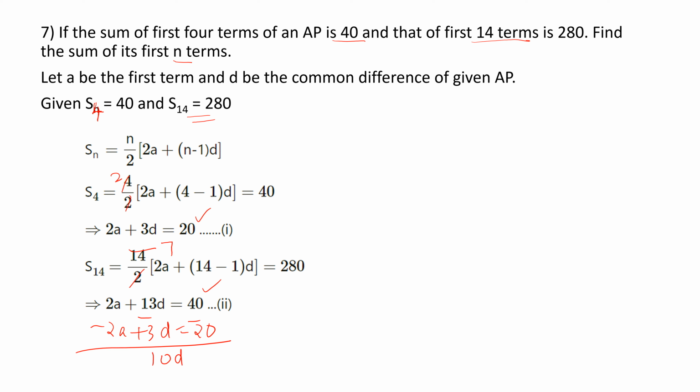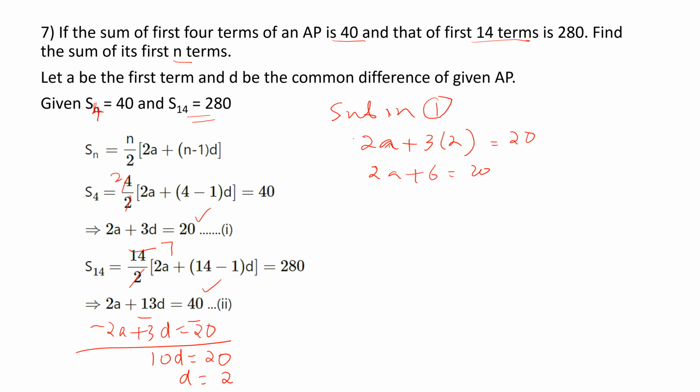10 and 40 minus 20 is 20. So common difference will be 20 by 10, which is d equal to 2. Now substitute in the first equation. Substitute in equation 1, which will give you 2a plus 3d is equal to 20. So 2a plus 6 is equal to 20, or 2a equal to 20 minus 6, 14, and a equal to 7. Now we'll go for the Sn.